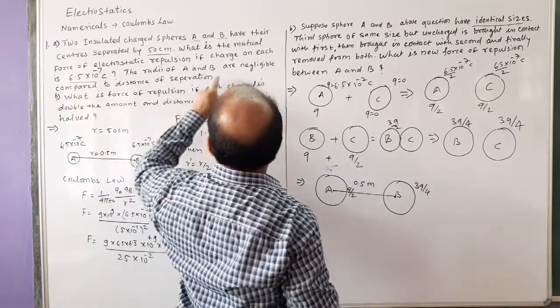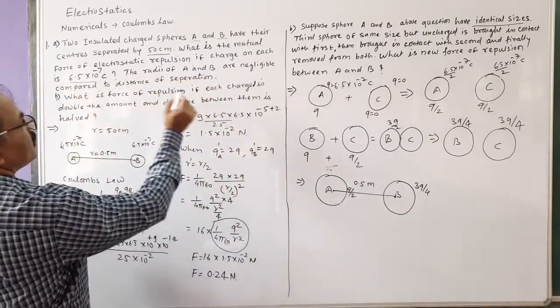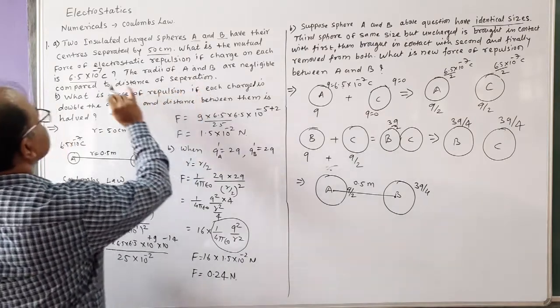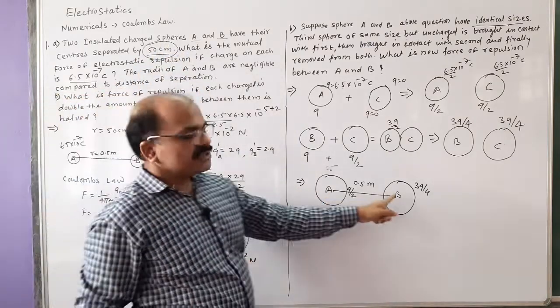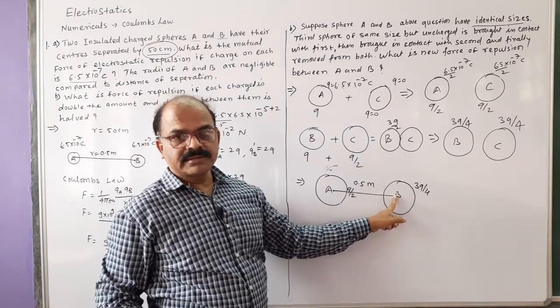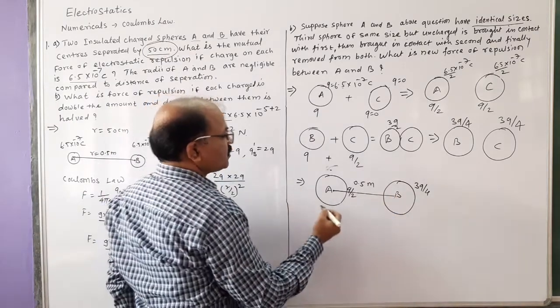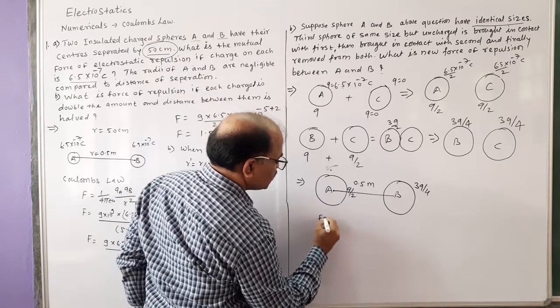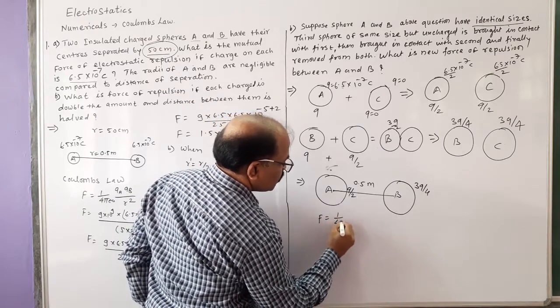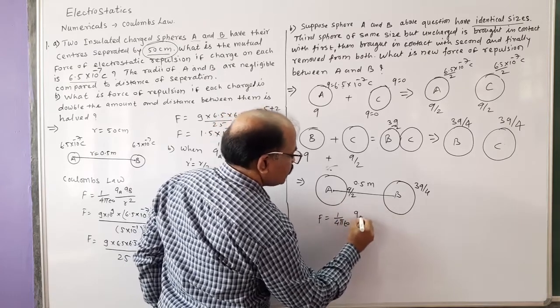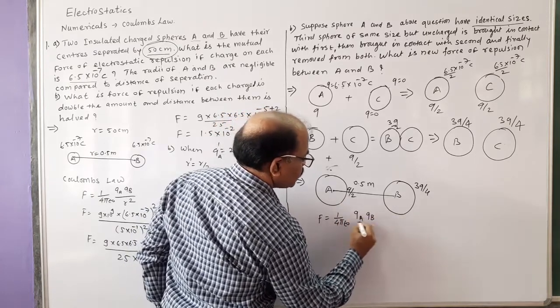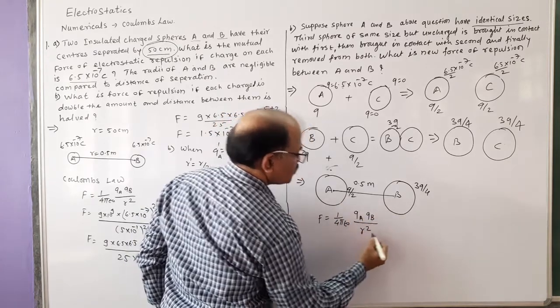As in the previous question, the separation distance is 50 centimeter. Again separated by the same distance. Then what is the electrostatic force of repulsion? Then F is equal to again 1 divided by 4 pi epsilon naught, Q_A Q_B divided by R squared.